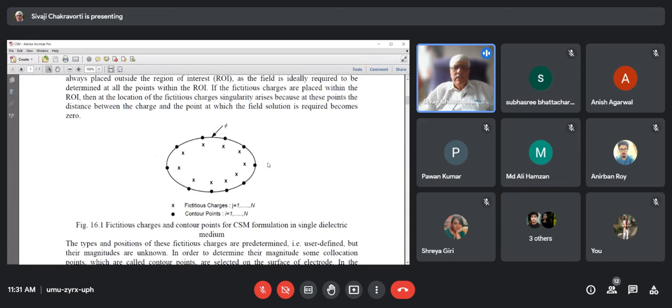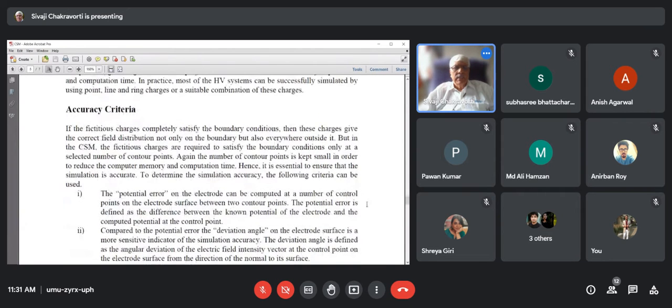But it will never be the same. That means if the electrode potential is 100, you will never find 100. You might find 99.9, you might find 100.1. So that's called the potential error, the difference between the computed potential and the actual or true potential. All the errors we compute at the control points, never at the contour points where we have solved the problem.